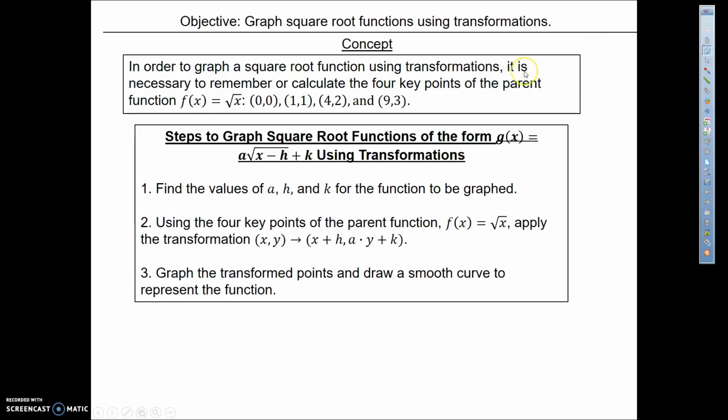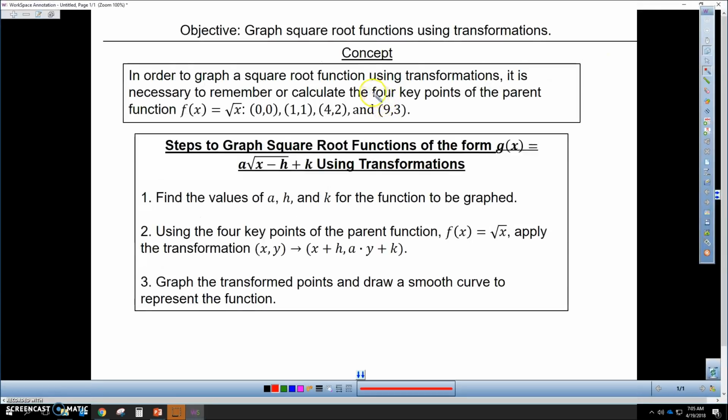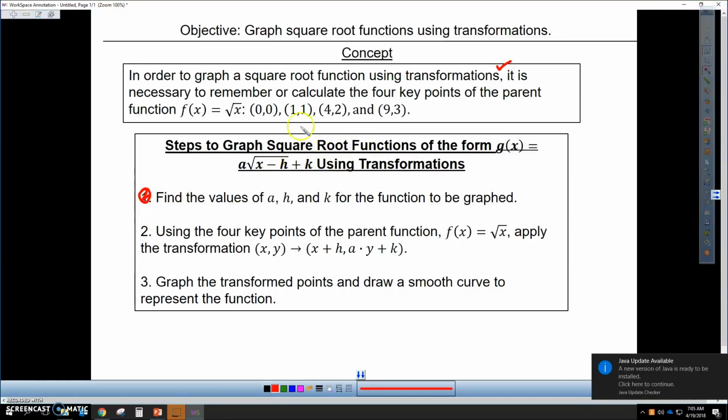Greetings. In this video, we are going to talk about graphing square root functions and cube root functions using transformations. I want to remind you that when graphing square root functions using transformations, the very first step is always to identify your a, your h, and your k. Your a, h, and k can then be applied to your parent function points, which are listed here: (0, 0), (1, 1), (4, 2), and (9, 3), to find our new function.